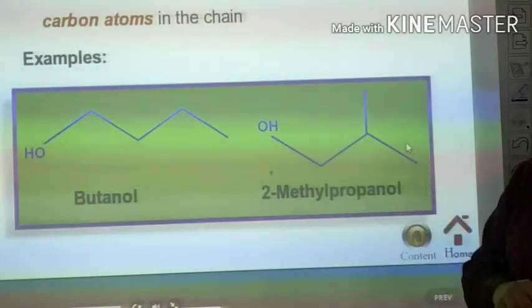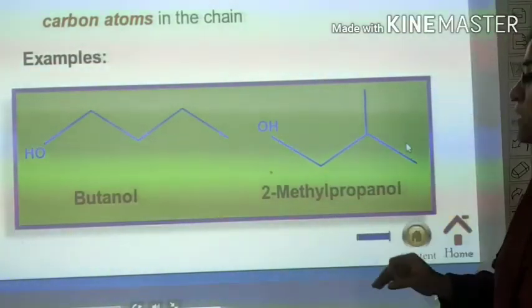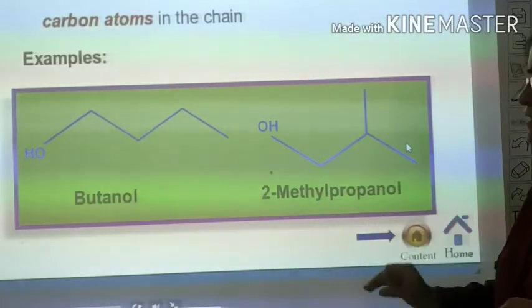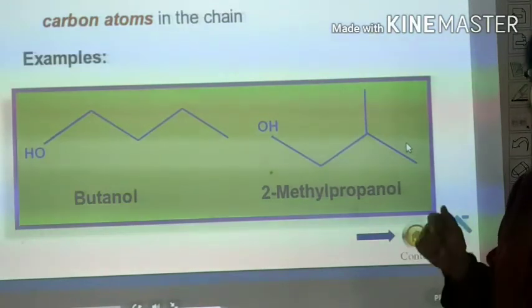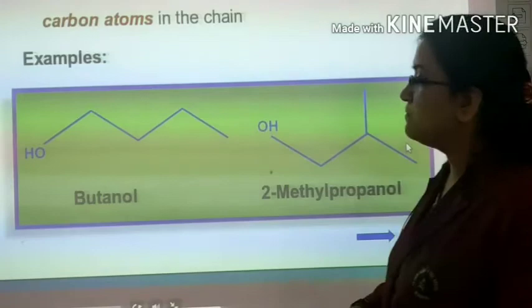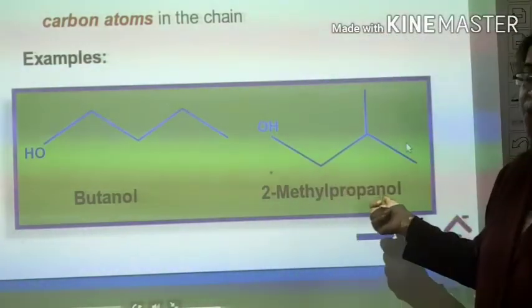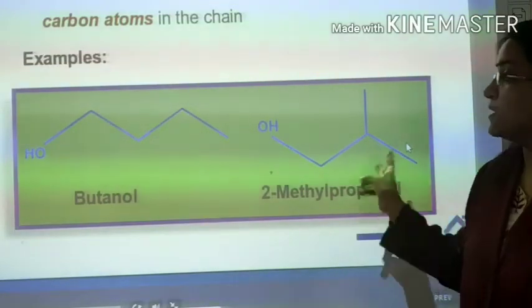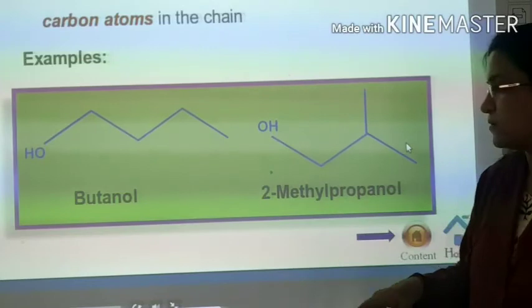Now what is chain isomerism? Those isomerisms in which the position of the functional group is the same but the skeletal structure of carbon atoms is different. That is called chain isomers. So look at here, this is butan-1-ol, straight chain. This is 2-methylpropanol, branched chain. But both have the same number of carbons, that is a total of 4.